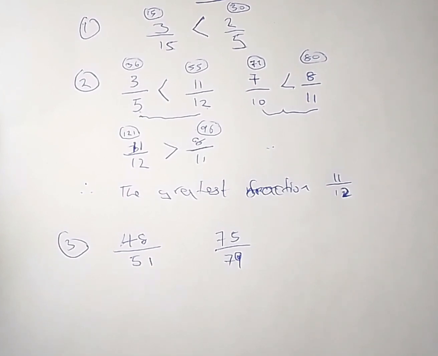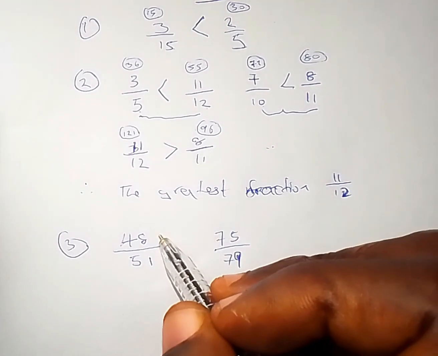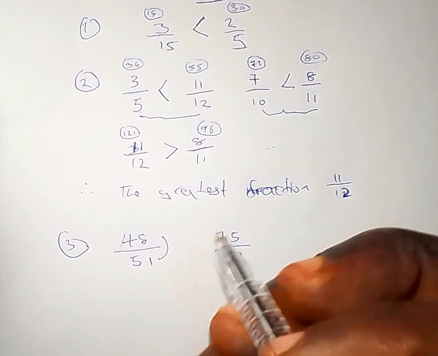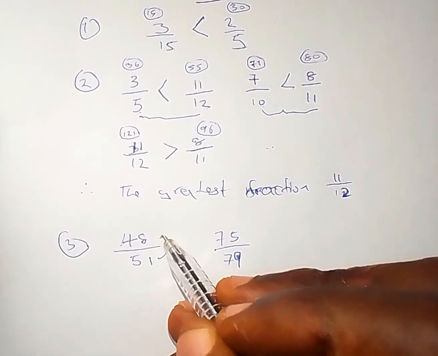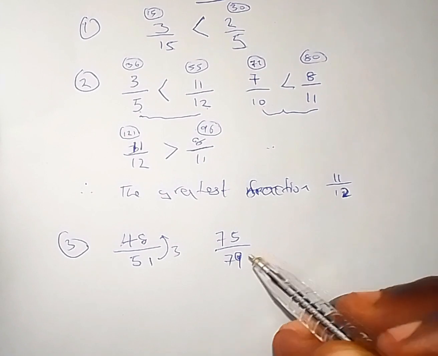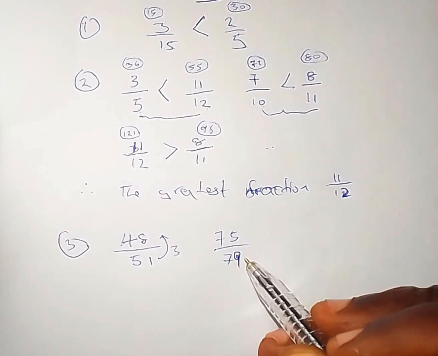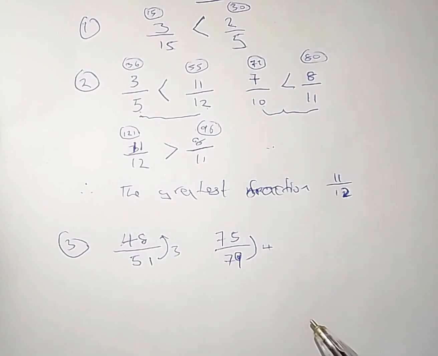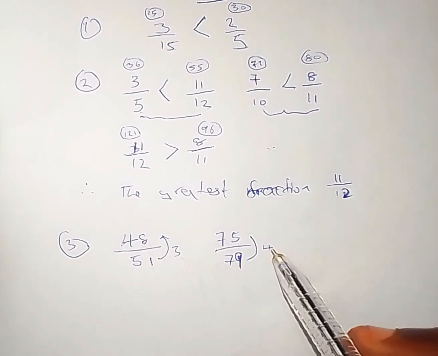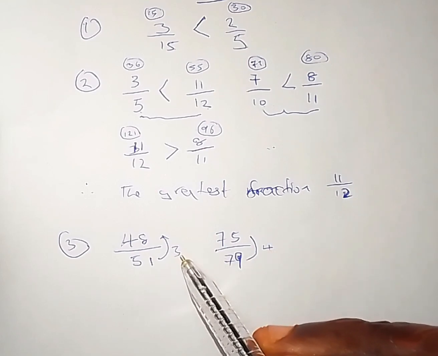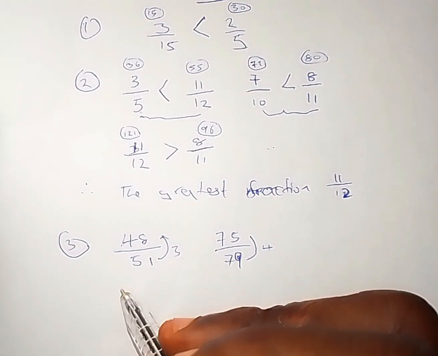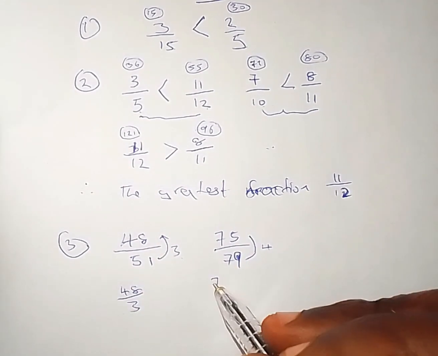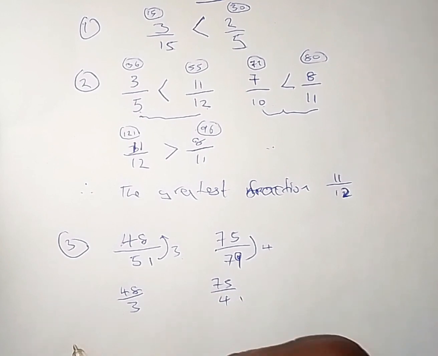So the first thing to do is I'll find the difference between this denominator and this numerator. The difference between this is going to be 3, right? So also the difference between the denominator and the numerator of this one is going to be 4. So what I need to do is divide the numerator by this difference. That is going to be 48 divided by 3, and here is going to be 75 divided by 4.